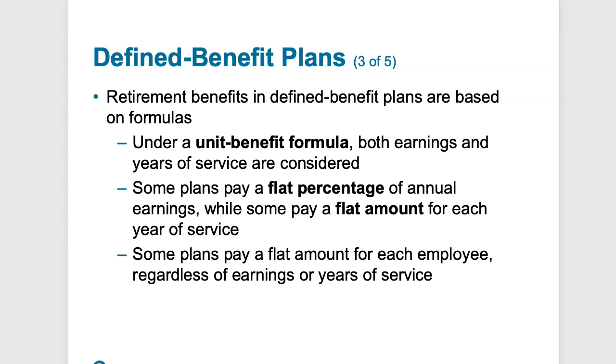Okay. There's also a flat dollar amount for each year of service. Under this formula, a flat dollar amount is paid for each year that you work for the company, what we would call credited service. So, for example, if the plan paid $50 monthly at the normal retirement age for each year of service, and the employee had 30 years of service, then the monthly pension would be $1,500 a month.